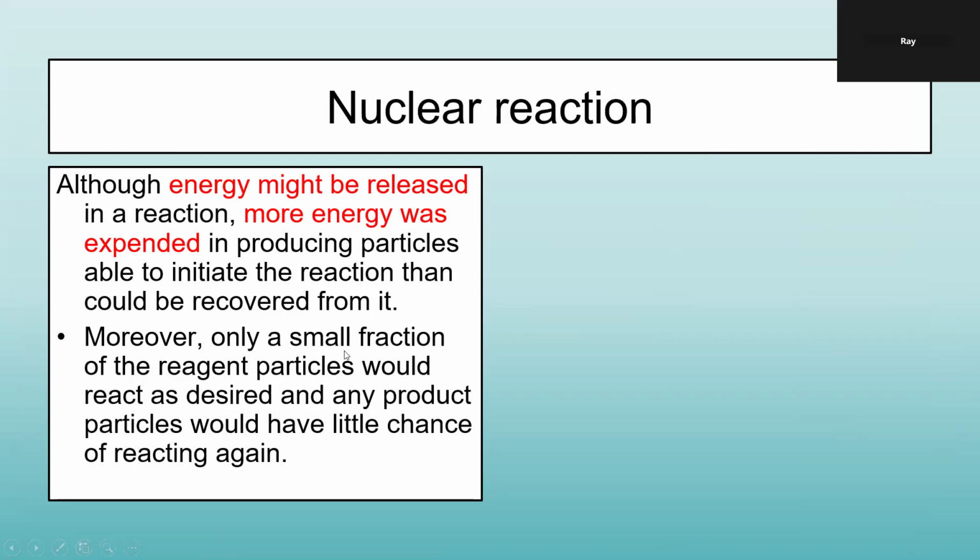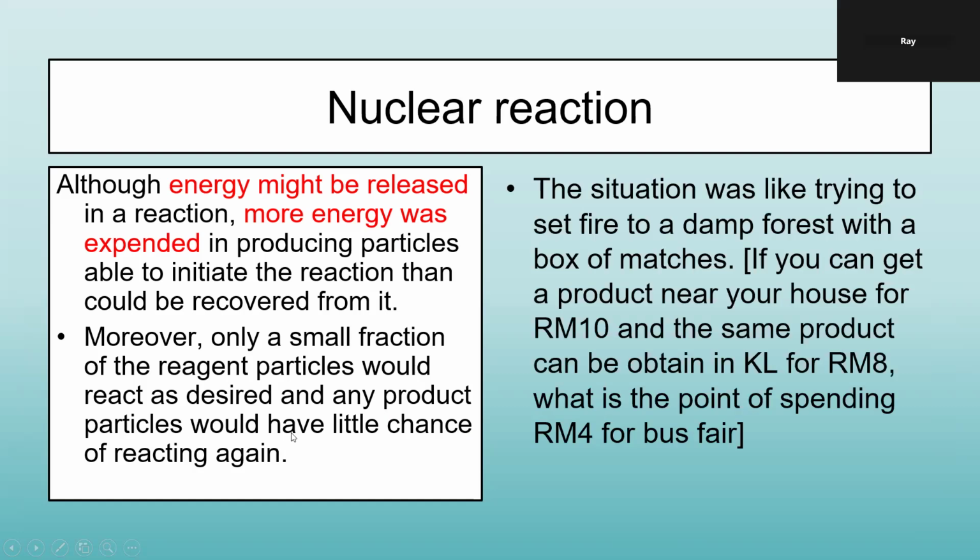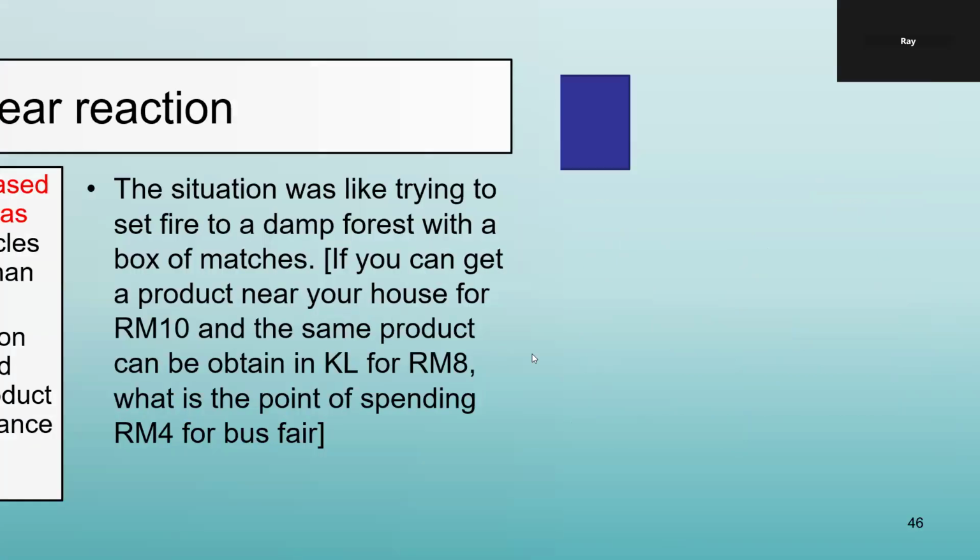Moreover, only a small fraction of the reagent particles could react as desired, and any product particles would have little chance of interacting again. Remember, they are very small. So there's very little chance that bombardment would produce new particles. Right? So the situation is like if I can get a product near my house for $10 rather than get a product at KL which is $8 and have to pay bus fare and traveling expenses of $4. What's the point? You might as well get it nearby, right? So that's why nuclear reaction was not of interest.